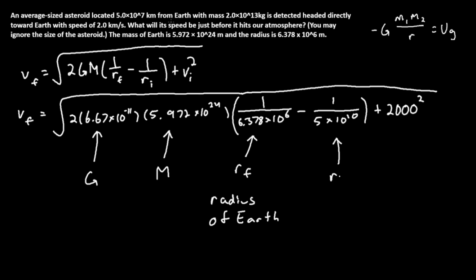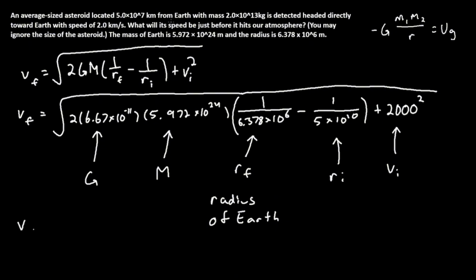And this is the initial distance. So the initial distance was 5 times 10 to the power of 7 kilometers away, but I turned this to 5 times 10 to the power of 10 meters away. So I changed the unit from kilometers to meters, and I got 5 times 10 to the power of 10 instead now. And in the initial velocity, v of I squared, this is v of I, is just 2 kilometers per second, but I turn this into meters per second. So 2 kilometers per second is equal to 2,000 meters per second.